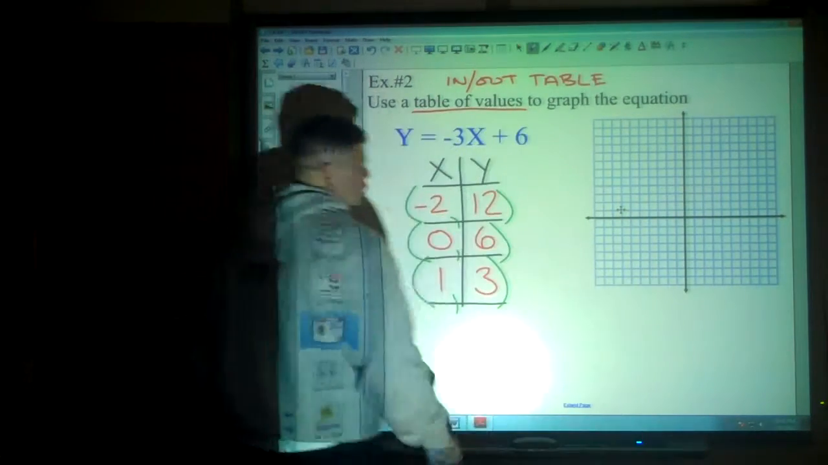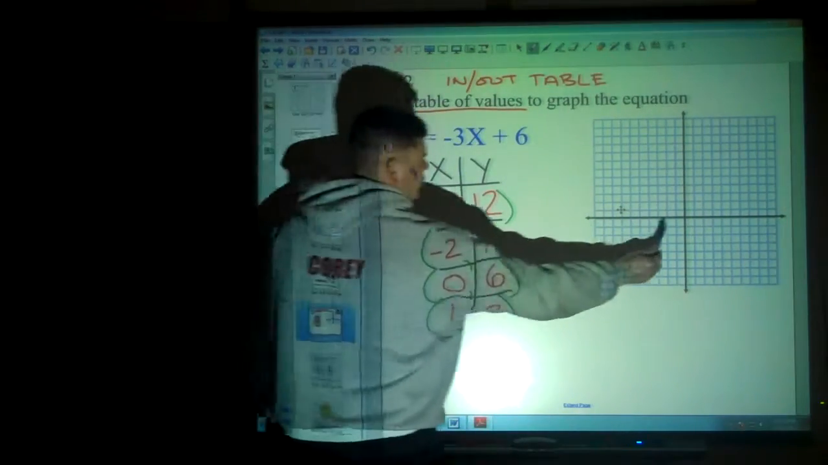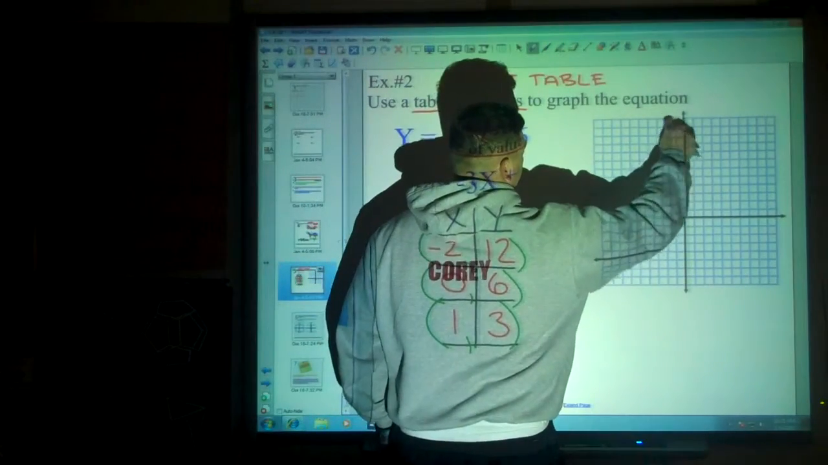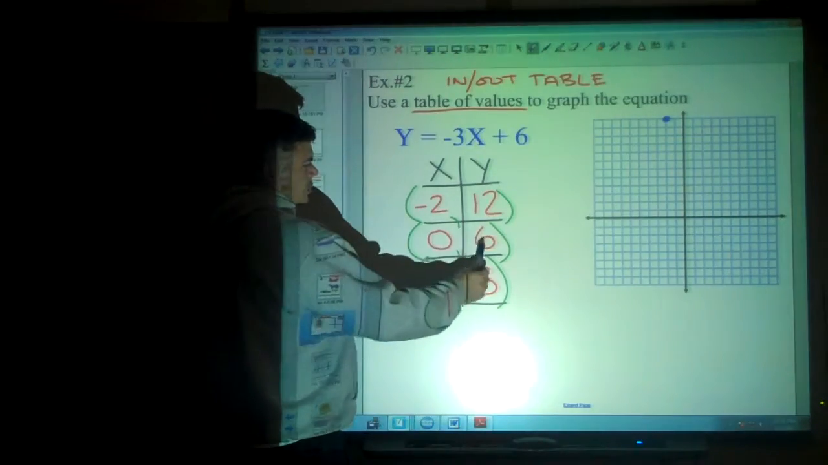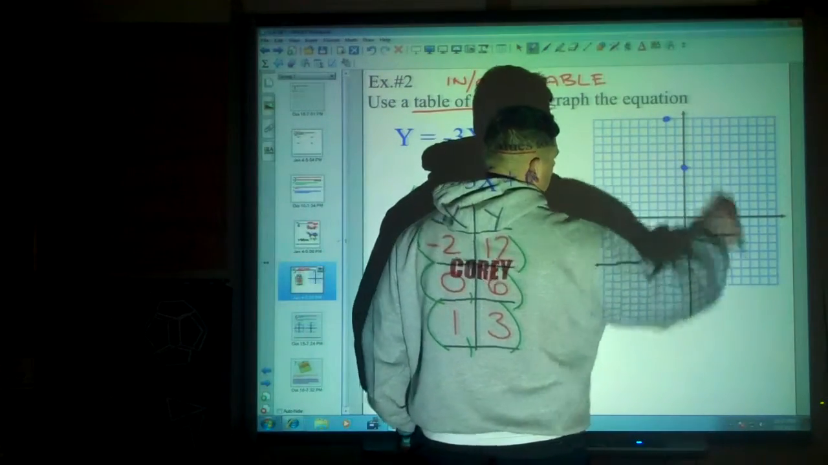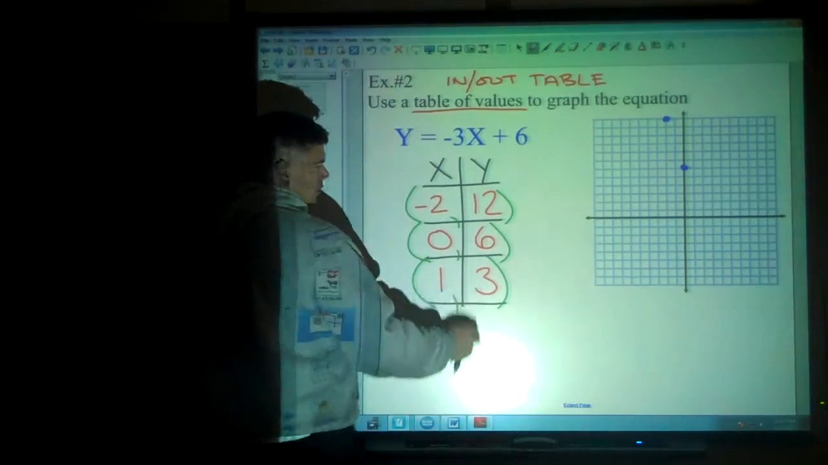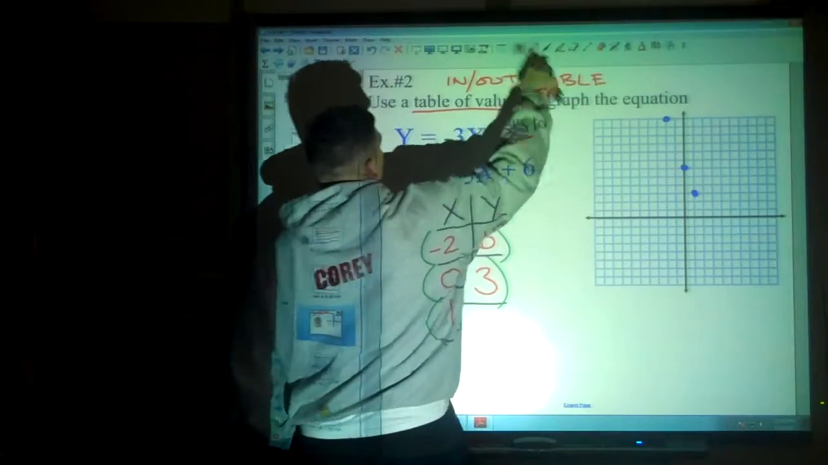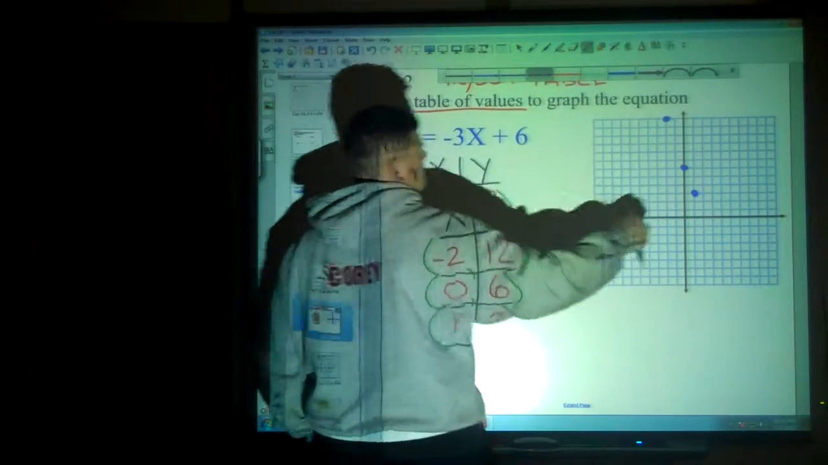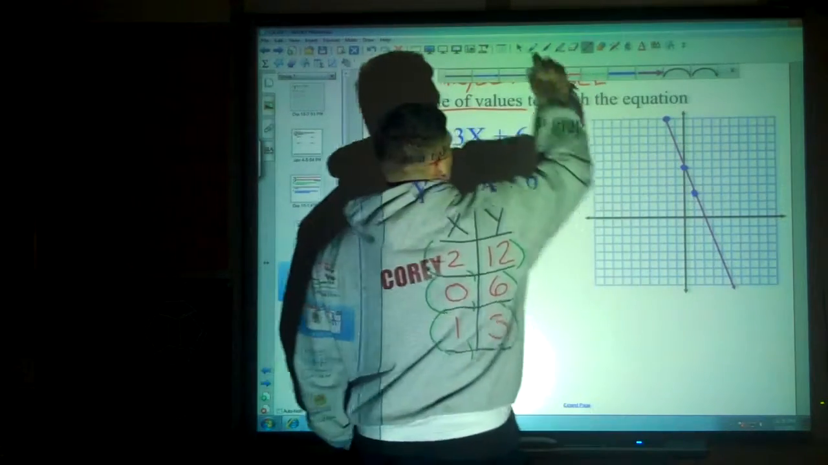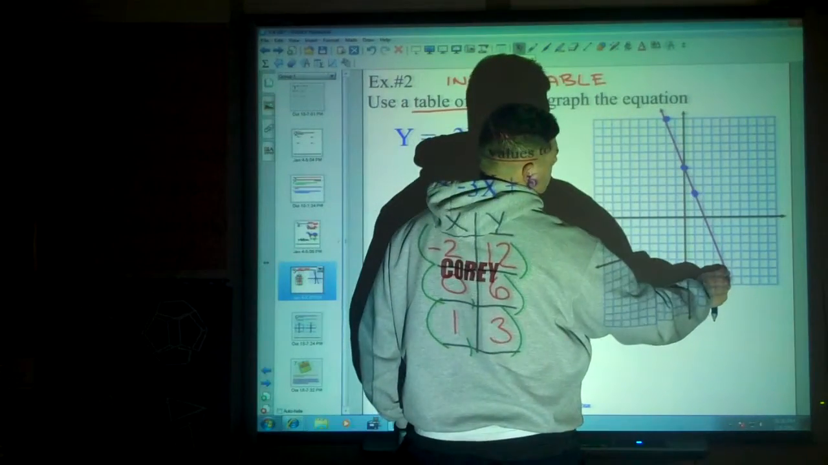Now, the first coordinate is at negative 2, 12. So I start at the origin, I go left 2, and I go up 12. And the next one is at 0, 6, so I don't go anywhere left or right, I just go up 6. And the last one is at 1, 3. So I go to the right one and up 3. Now, I can connect them. And that is my graph.